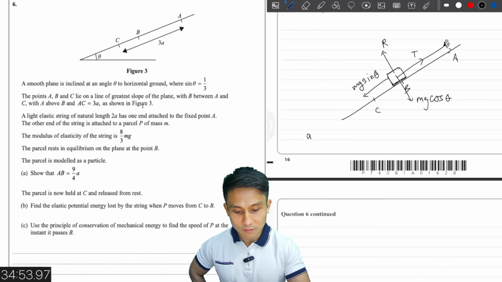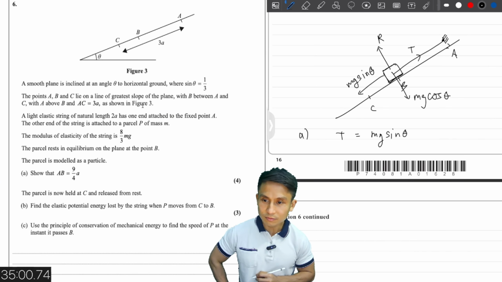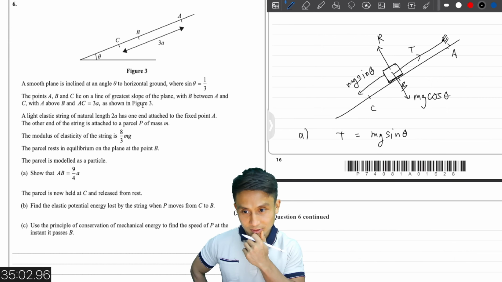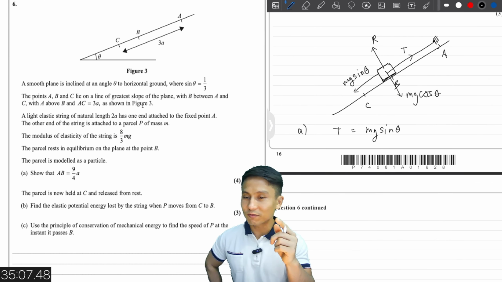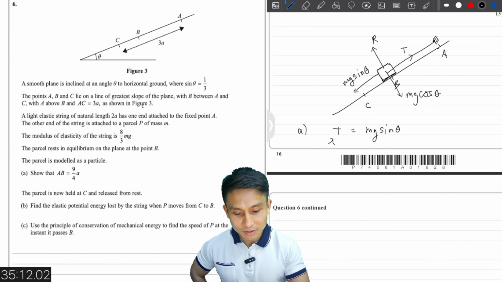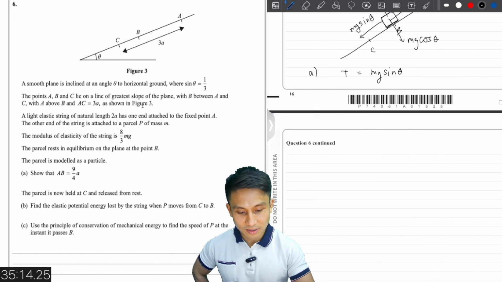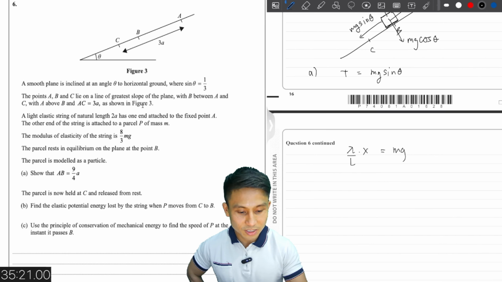So for part A, we can do T equals mg sine theta alone. Is that right? Yeah, it should be. But T itself is the spring force, the string force, the elastic force, which is lambda over L times X, where X is the extension, equals mg sine theta, which is given to be 1 over 3.